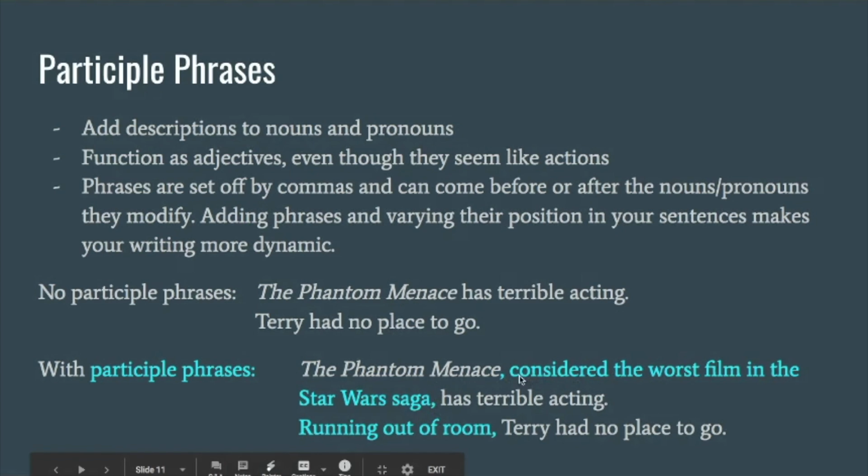These function to tell you a little bit more about the subject. So The Phantom Menace, considered the worst film, by me. I did end up rewatching this movie for the first time in, I can't tell you how many years. It's been at least 15 years since I've seen this movie. It was still pretty bad. I had to kind of put myself through it because I set myself the goal of rewatching the whole Star Wars saga. And this is the one I dreaded. But this participle phrase adds more detail to the Phantom Menace, and it spices up the writing. It makes it seem a lot more academic and professional.